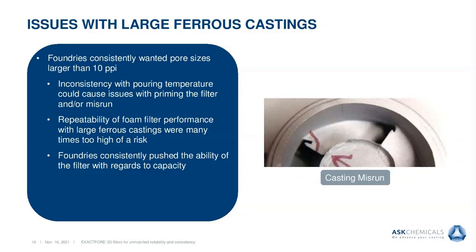Many people that produce large ferrous castings tend to pour their castings at lower pouring temperatures. The inconsistency of a 10 PPI pore size with this lower pouring temperature can cause issues with priming the filter and/or misrun. This lack of repeatability in the foam filter process for large ferrous castings is sometimes too high of a risk for these casting producers to try with their castings.